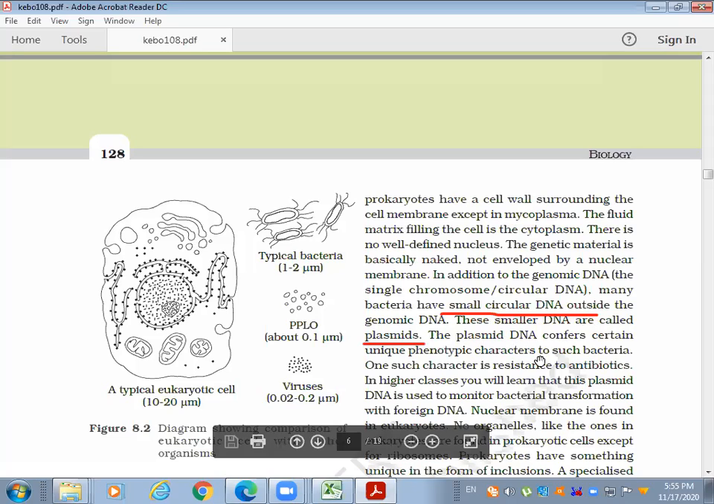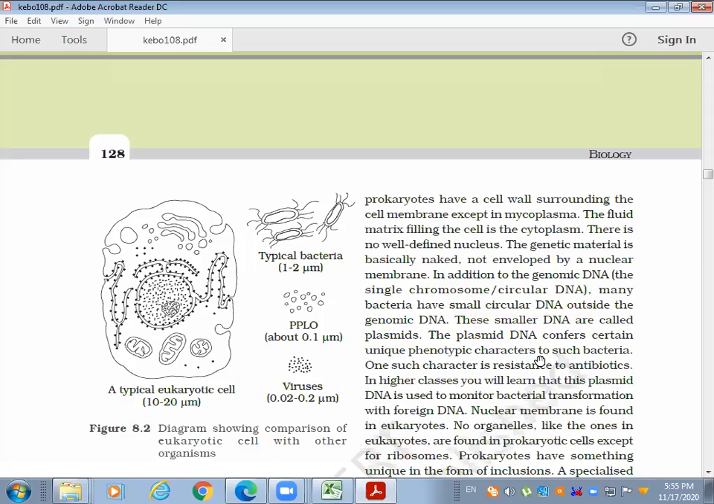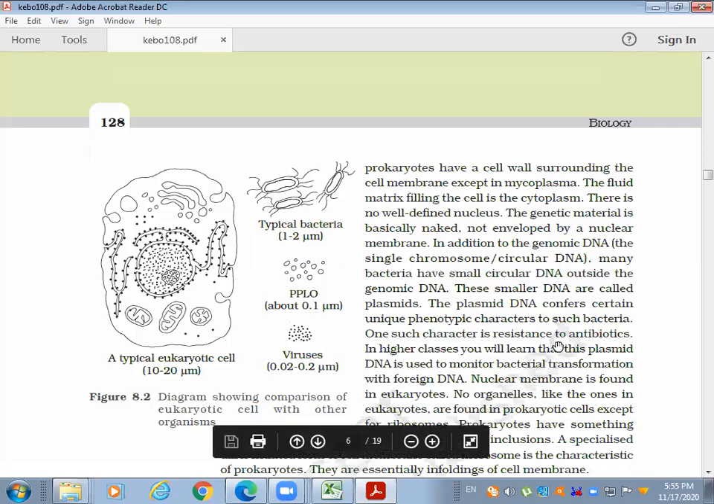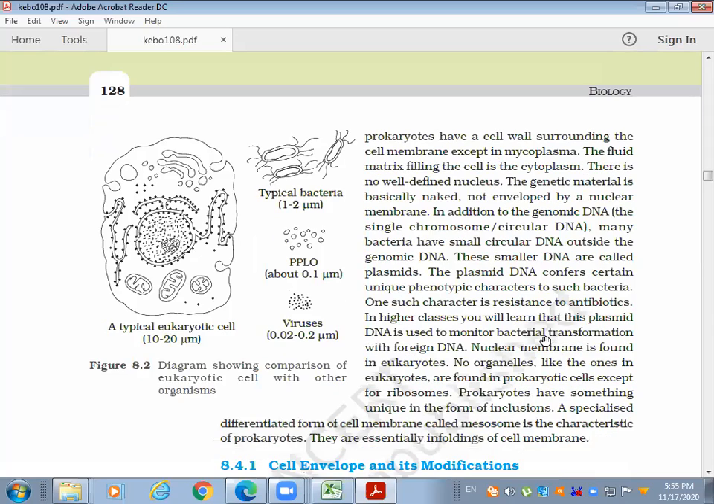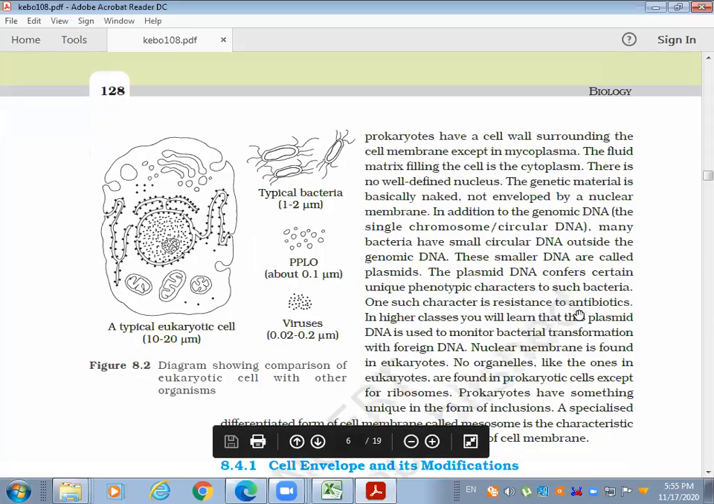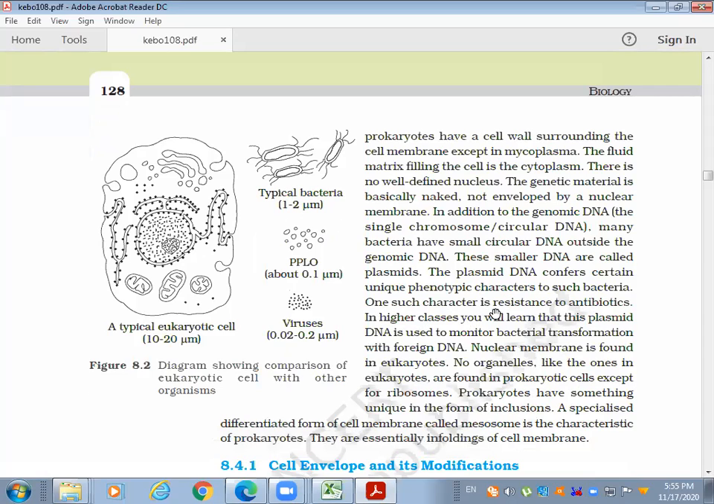The plasmid DNA confers certain unique phenotypic characters to such bacteria. One such character is resistance to antibiotics. In higher classes, you learn that this plasmid DNA is used to monitor bacterial transformation with foreign DNA.